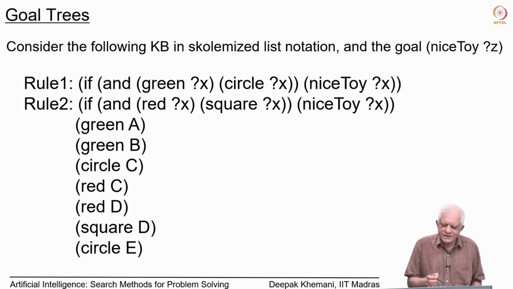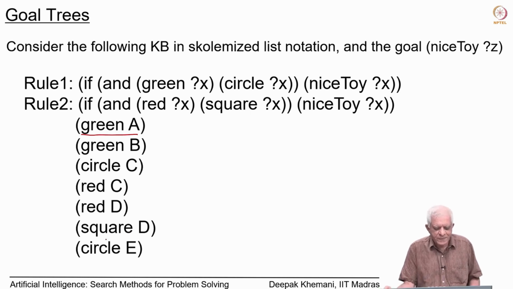There are some blocks in this world. There is A, B, C, D and E, 5 blocks, and we have some properties about some blocks. We can say that A is green. This is again in the list notation that we have been looking at, that B is green, C is a circle, C is red, D is red, D is a square, E is a circle. So, we have some statements about the blocks here and we have 2 rules.